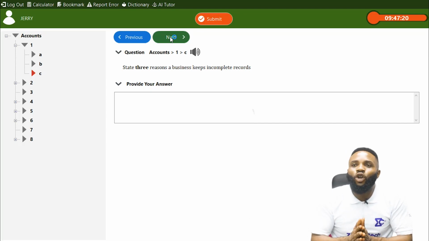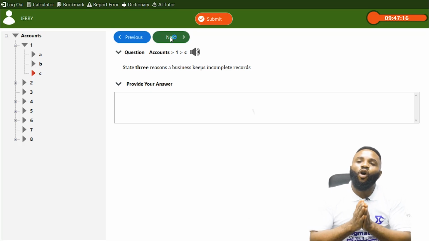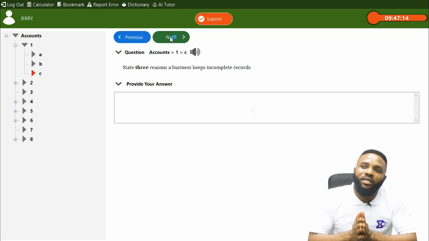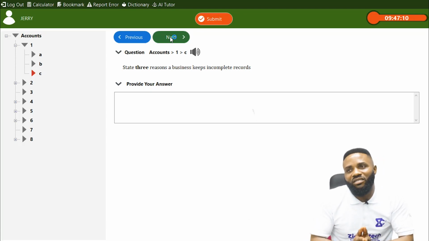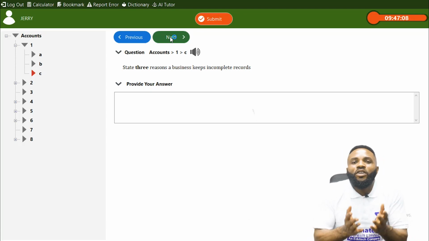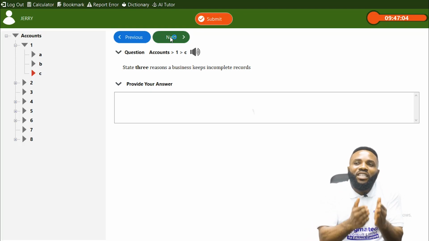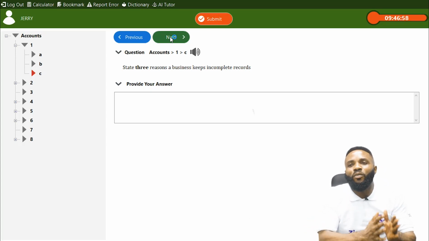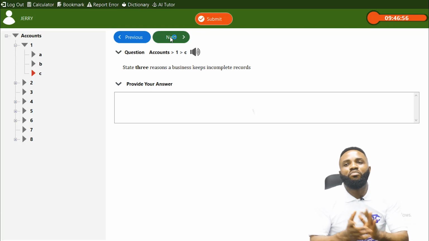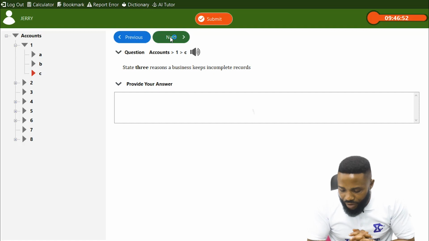Some businesses don't even know that it is necessary to observe the double entry bookkeeping system. Some are in chronic ignorance. Some people just move into business. They just want to go into business. They've not taken time to review the accounting system. So lack of awareness of the relevance of double entry principle can also make a business keep incomplete records.